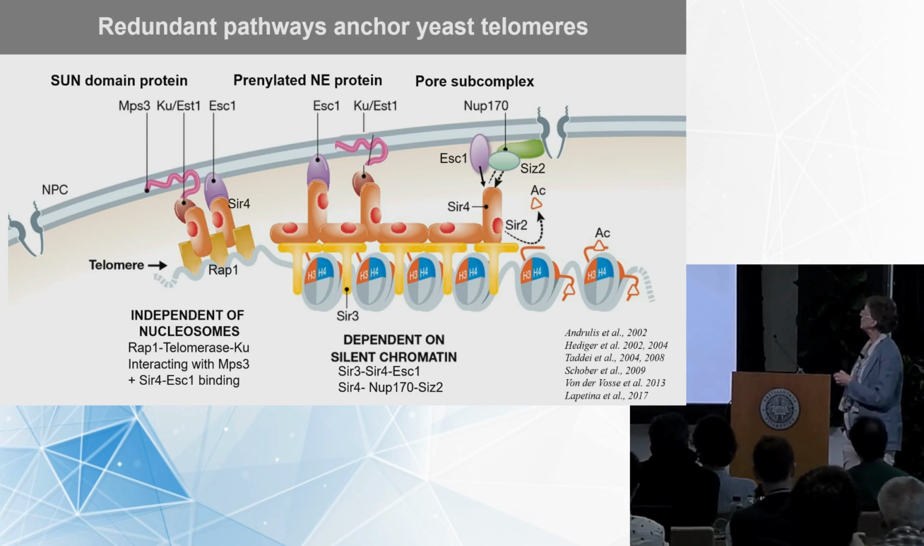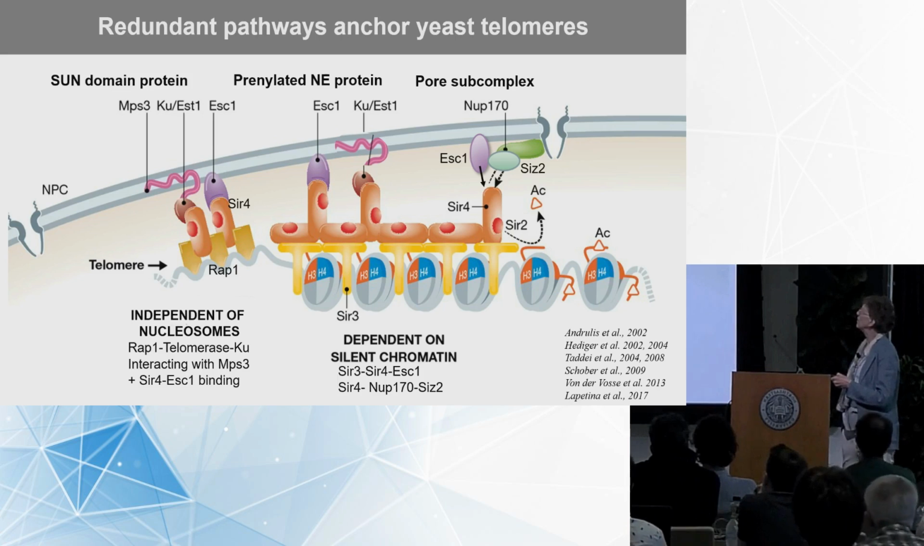There's the sun domain protein. This MPS3 is the sun domain homolog, which I said was conserved. There's the isoprenylated nuclear envelope protein like ESC1, and then there's a pore protein that not only binds pores, it's a partial subcomplex of the pore that is also found at other sites along the nuclear envelope. And these are papers that are at the bottom here.